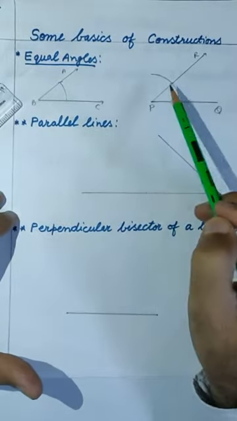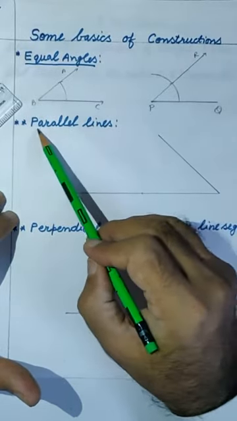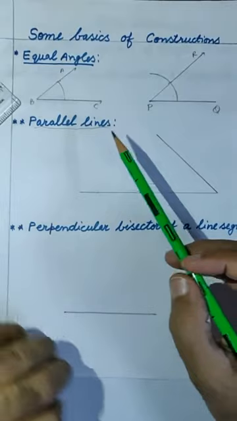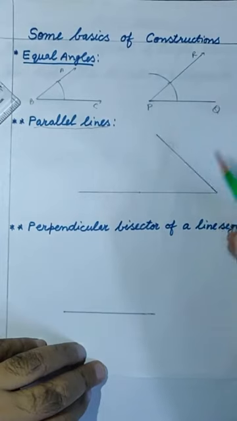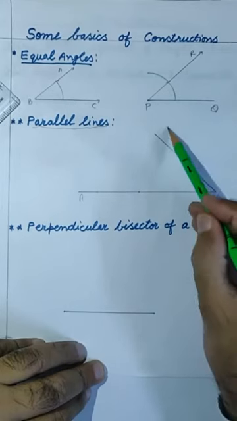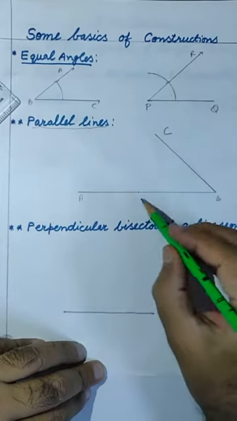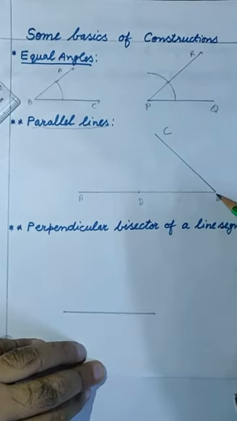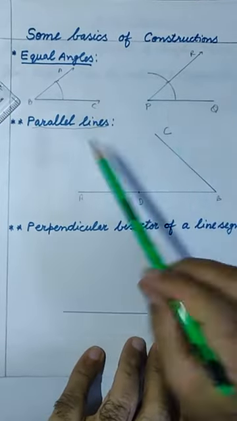This concept of equal angles which we have discussed here will be applied to draw parallel lines. This is a very important part in class 10th construction. Parallel lines, how can we draw parallel lines? For example, this is a line. If you take it as A, B, and this is C, BC is a line segment, and then there is D. From here we want to draw a line parallel to BC. How can we draw it? The same concept will be applied.